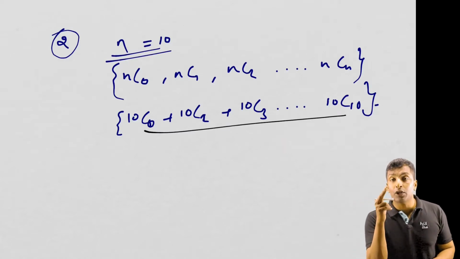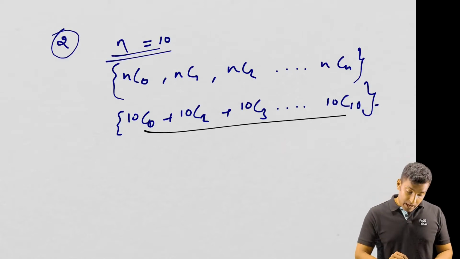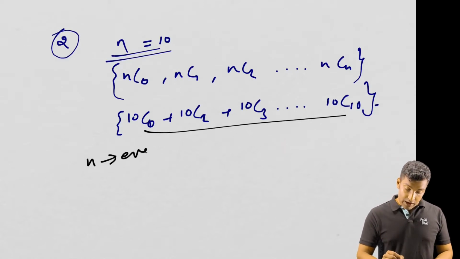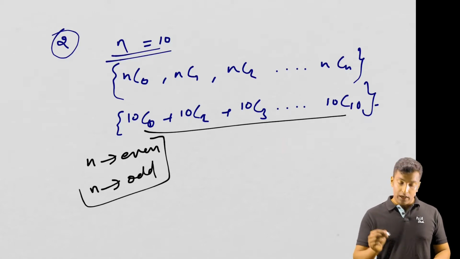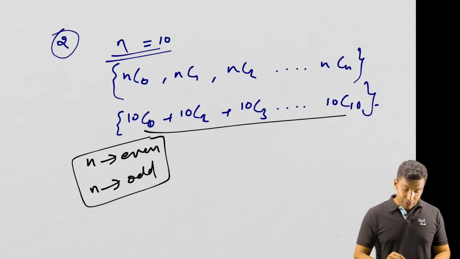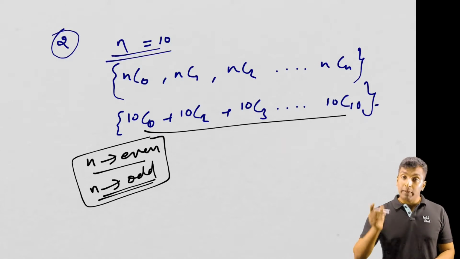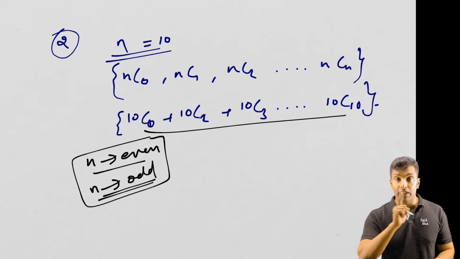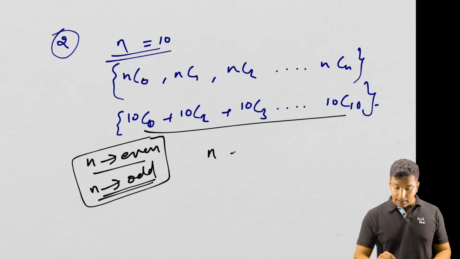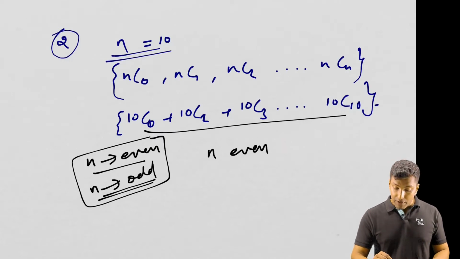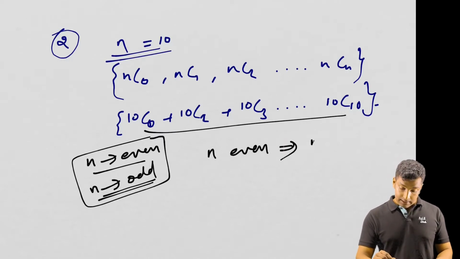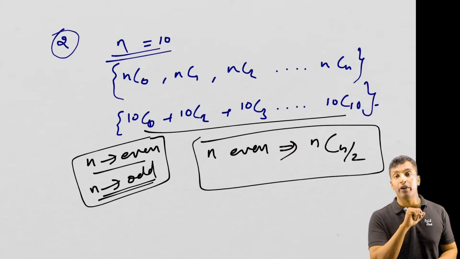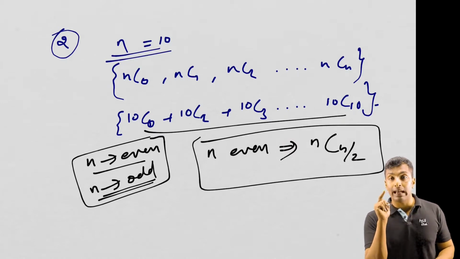Now here there are 2 possibilities. n can be even, or n can be odd. So there will be 2 different maximums in the case of n even and n odd. Let me discuss the first case where n is even. If n is even, then the maximum value out of this will be nC n by 2. Very important. So the maximum value will be nC n by 2.